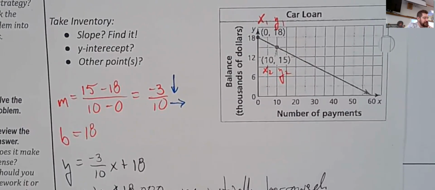Okay. How often do you usually pay a car payment? Every month. Okay. So that is probably what we should be looking for here: what is the monthly car payment? So if it's $3,000 for every 10 payments, or $3,000 for every 10 months, what's the monthly payment?